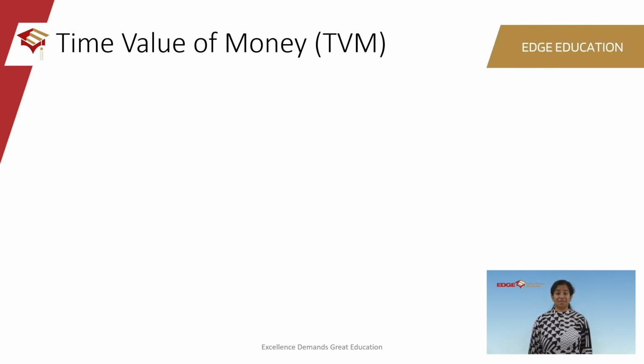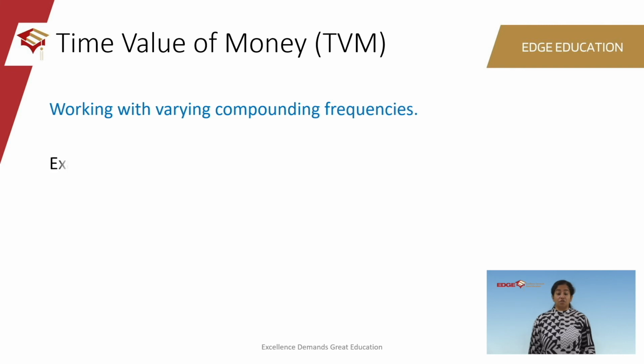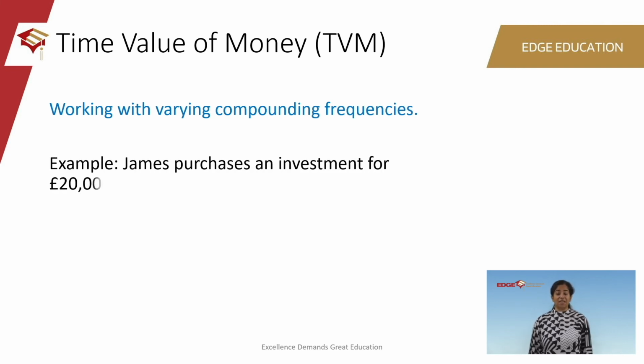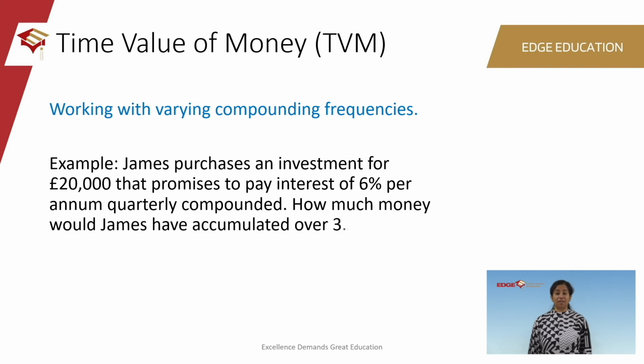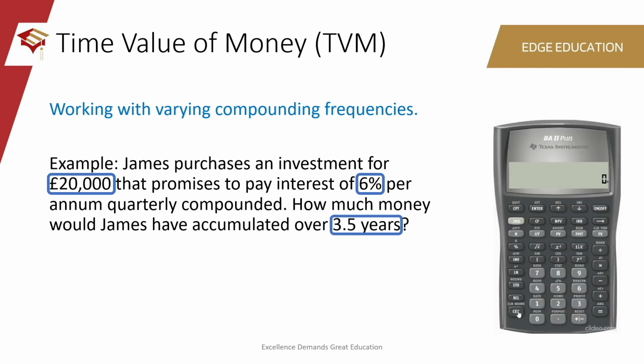Let's take a look at an example on how to work with this. James purchases an investment for £20,000 that promises to pay an interest of 6% per annum compounded quarterly. How much money would James have accumulated over 3.5 years? 20,000 is the amount that James has today. 6% is the rate of interest that James would earn compounded quarterly, and 3.5 years is what James has to compound his money.